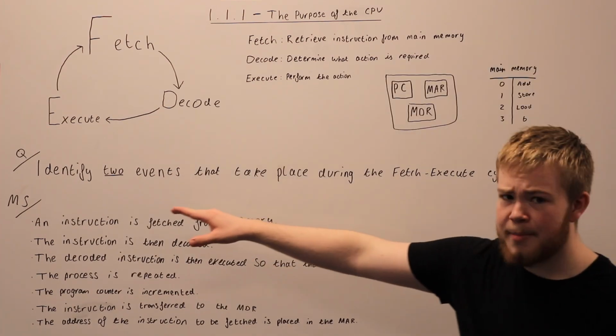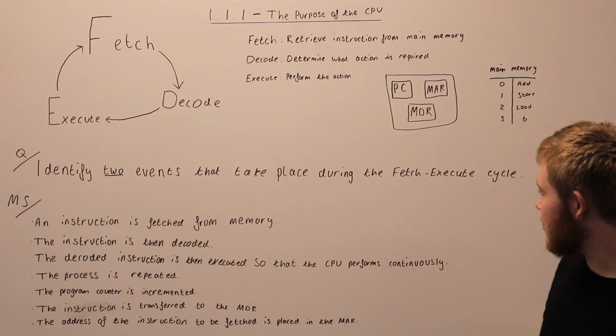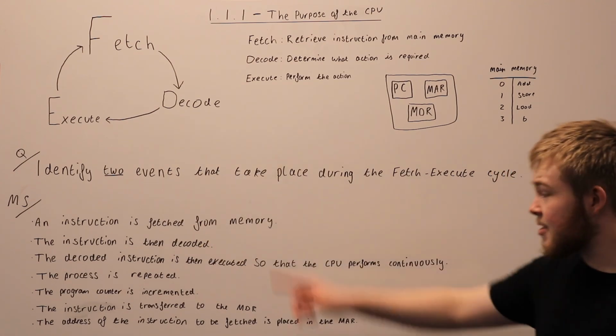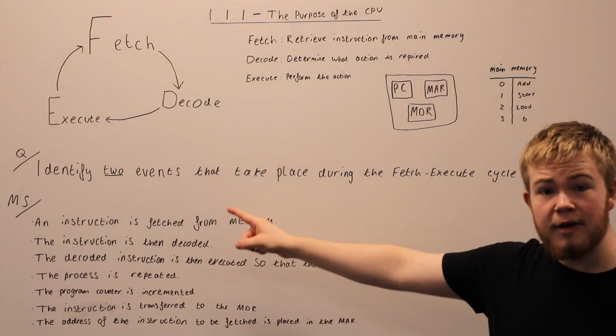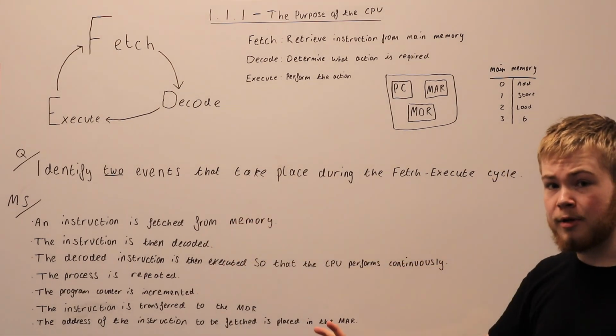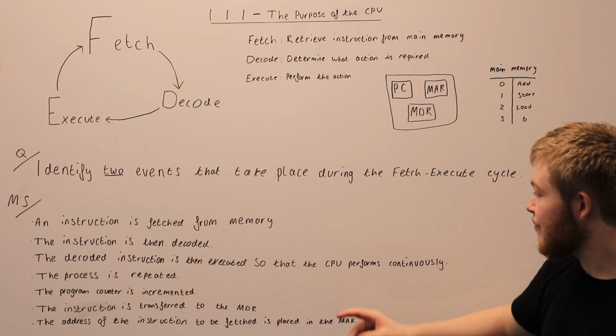Okay, so we're going to take it to an exam question now. Identify 2 events that take place during the fetch execute cycle. And this is the exact mark scheme I've written out word for word, so remember this exactly. It says 2 events, but remember all of them. You don't know what angle this question is going to hit from in the paper.